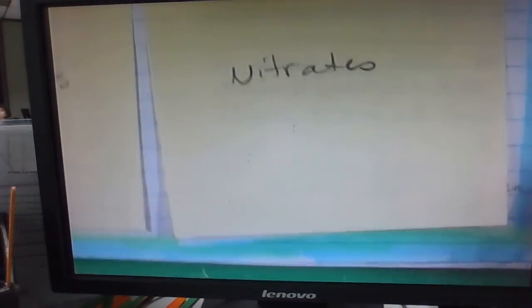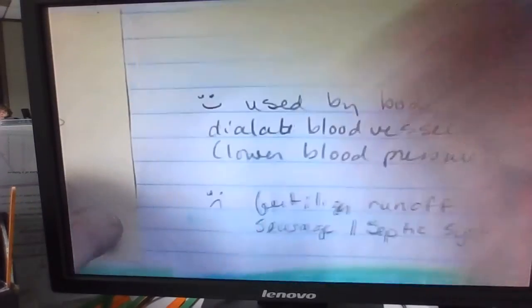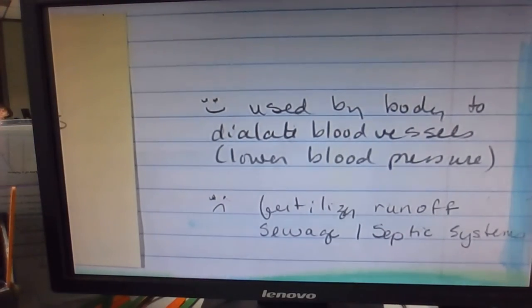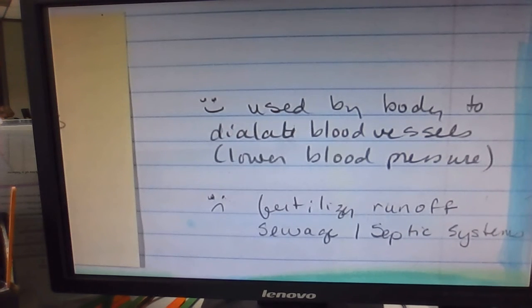All right, nitrates. Nitrates are essential. We need nitrates. They're used by the body to dilate blood vessels and to help us regulate our blood pressure, especially lower our blood pressure, because your blood pressure is regulated throughout the day. And that's just one example. The bad part is, once again, it becomes part of fertilizer runoff and untreated waste, sewage in the septic system. If it's not treated correctly, it becomes part of the problem.